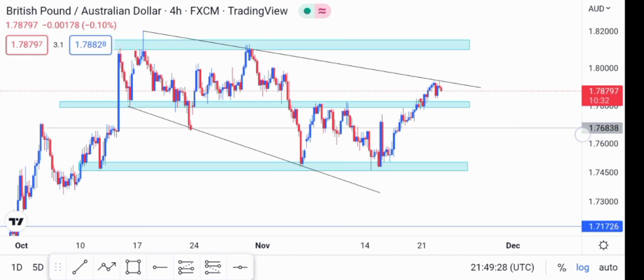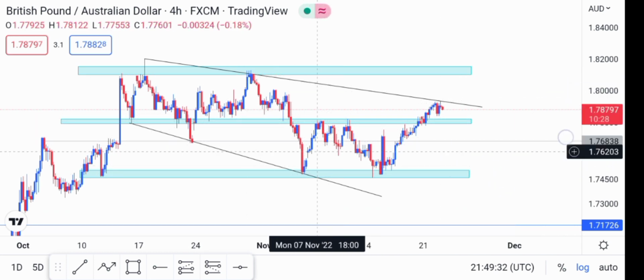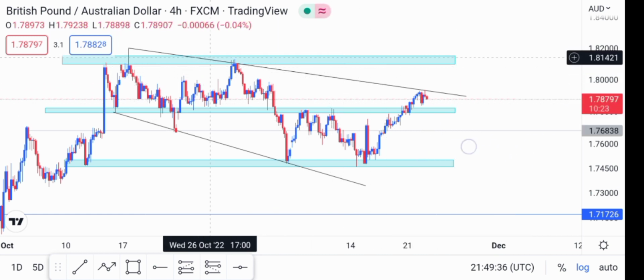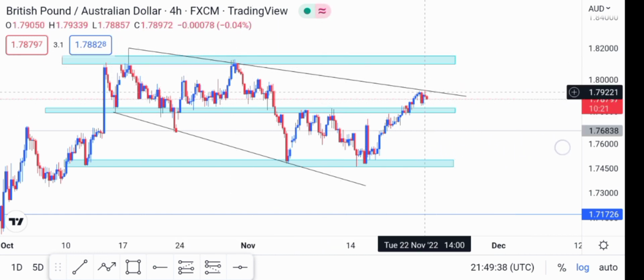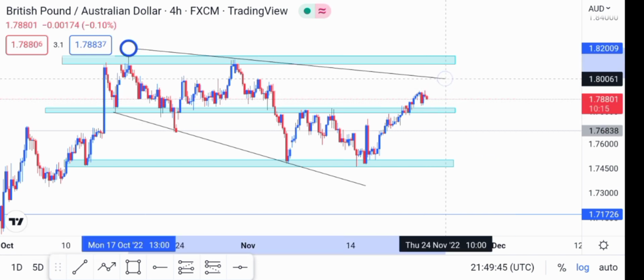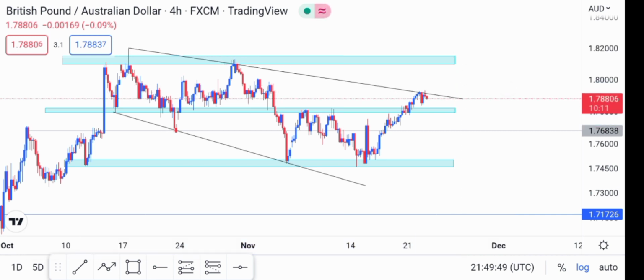So if you look at this, this pattern is an expanding channel. So this is what I am seeing. This is our first touch, second touch, and this is our third touch. Some of you don't mind me because I'm using the body of the candlestick so I don't miss any entries. So that's why I'm doing it like this.